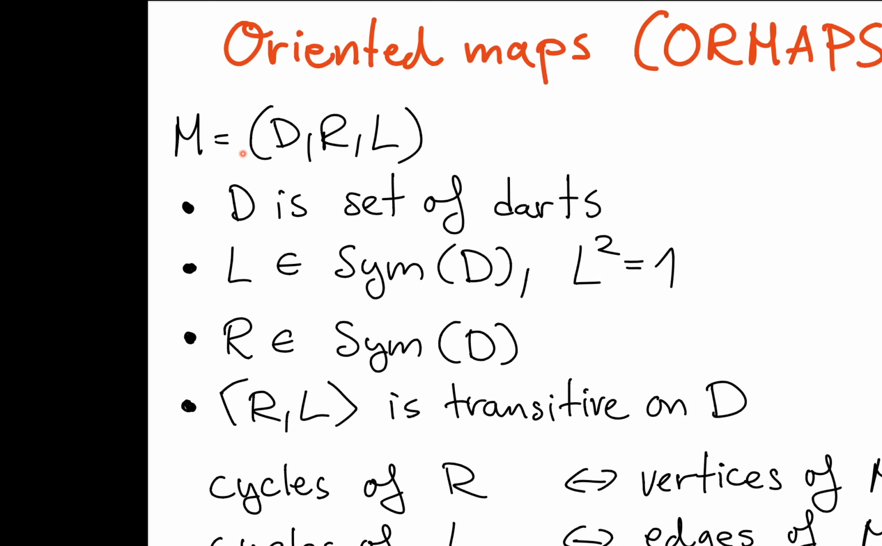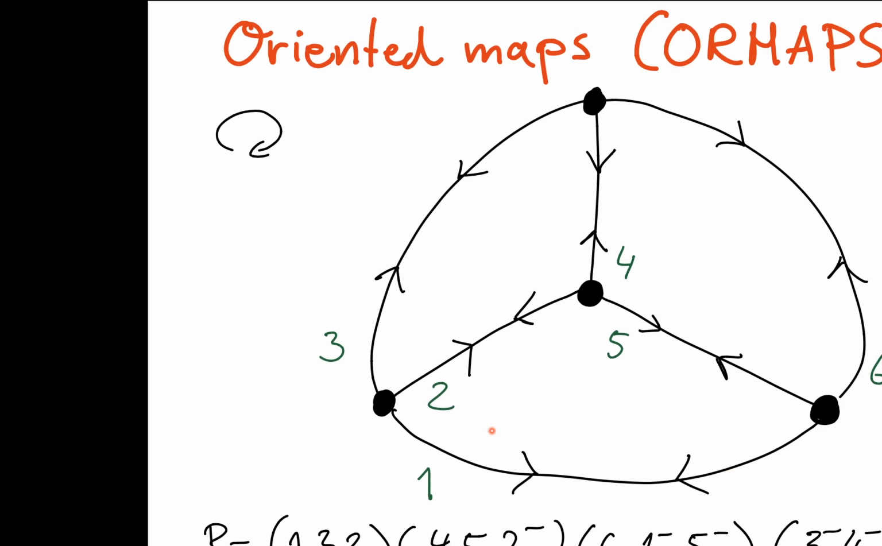So more formally, a map is a triple (D, R, L), where D is the set of darts, L is some involution, and R is an arbitrary permutation. And the group generated by these two permutations is transitive, which means that the map should be connected. And in this language, the cycles of R correspond to the vertices of M. You can see that 1, 3, 2, for example, corresponds to this vertex here.